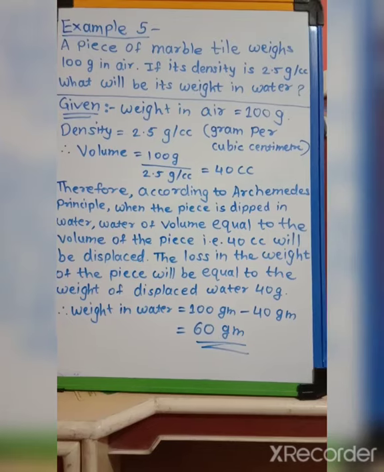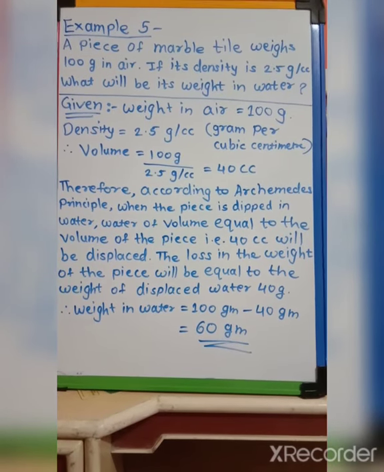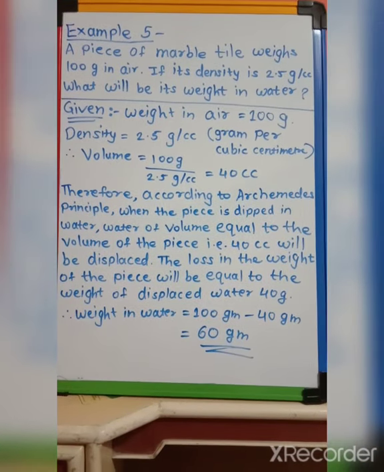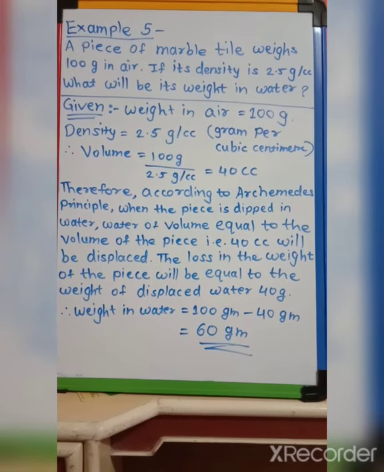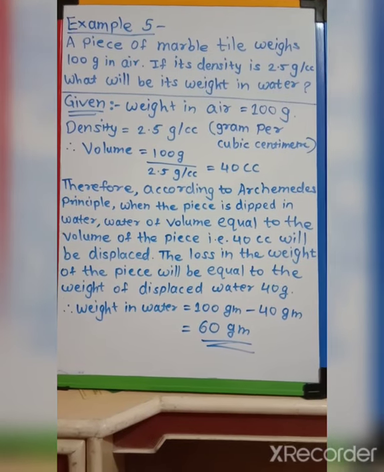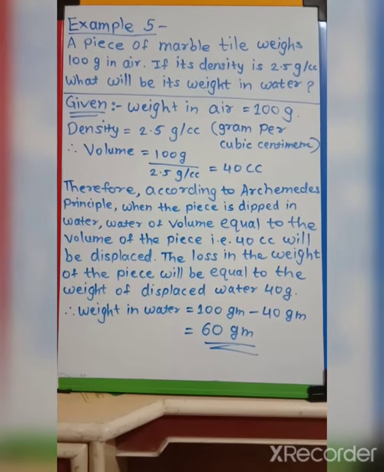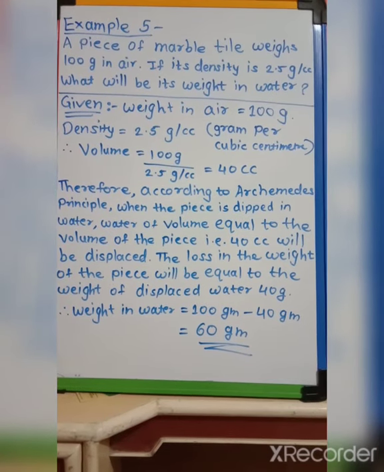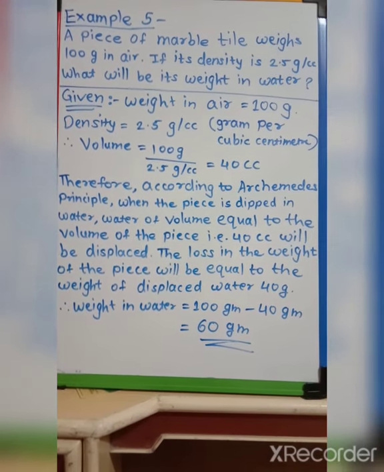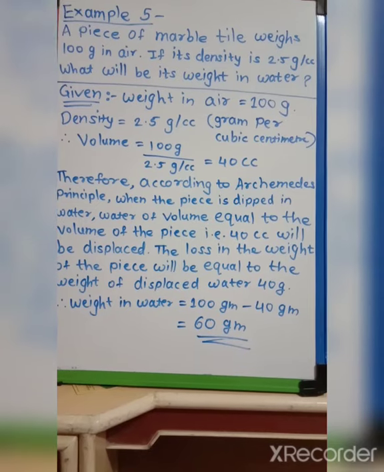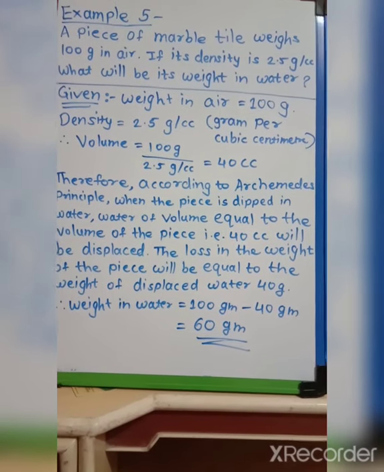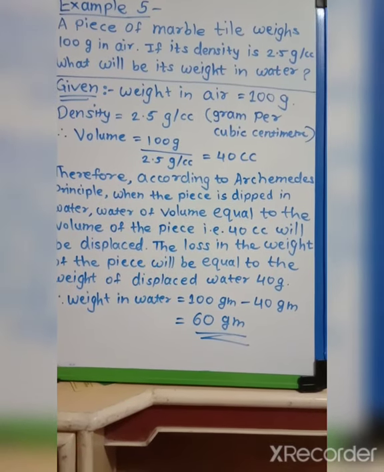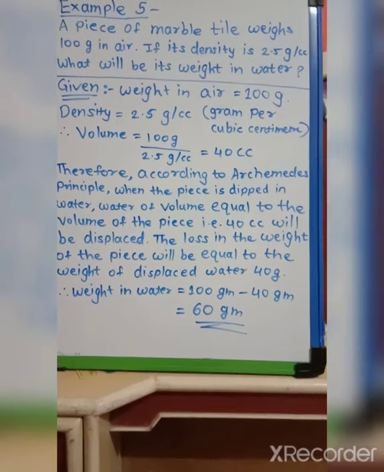Cc means cubic centimeter. What is the full form of cc? That is cubic centimeter. So density is 2.5 gram per cubic centimeter. Therefore, volume is equal to 100 gram, that is weight, upon density 2.5 gram per cc. So that will become 40 cc, 40 cubic centimeter.